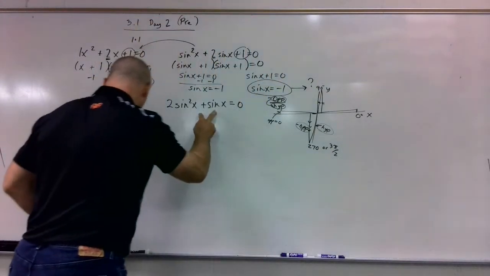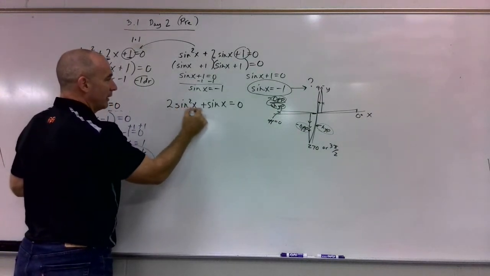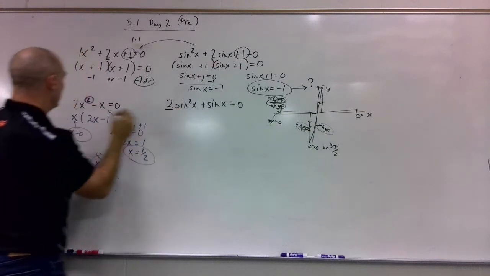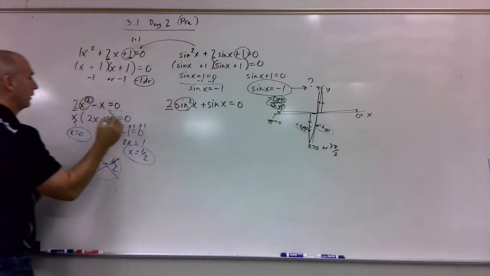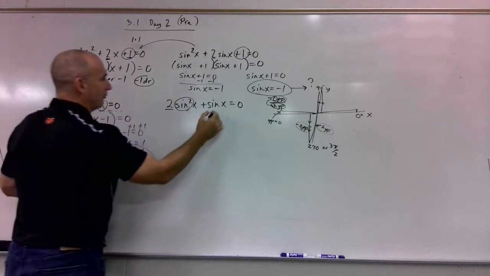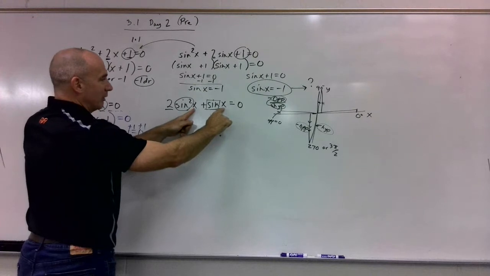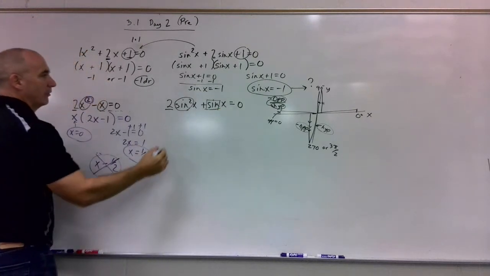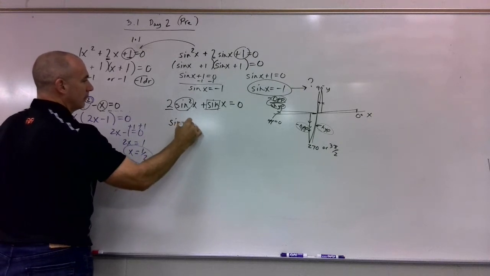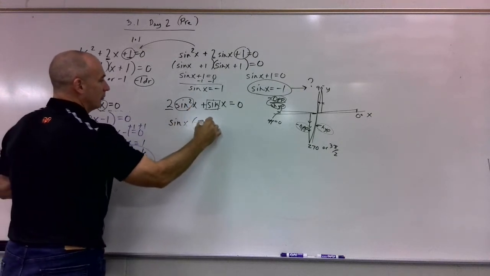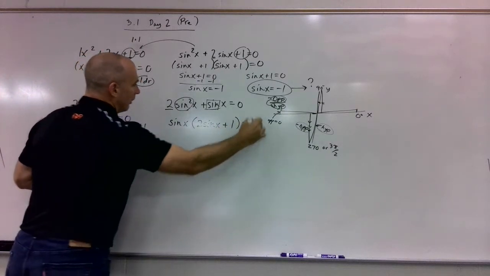Now, let's take it to here. Now remember, you see this 2 sine squared x? The 2 is the 2. The x squared is the sine squared. The x is just the sine, okay? So you kind of have to ignore these. I know it's hard to do, but we're going to factor out a sine of x. And that would leave us 2 sine of x plus 1 equals 0.